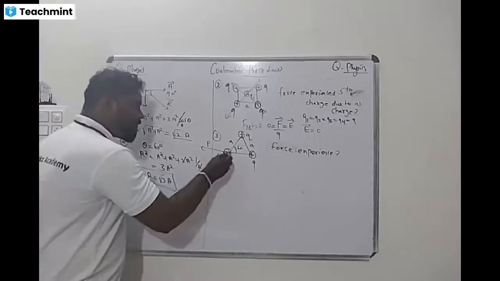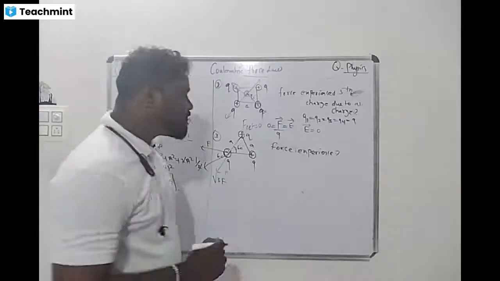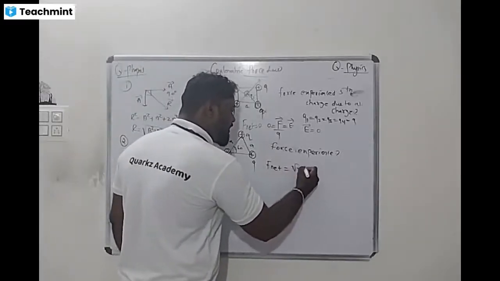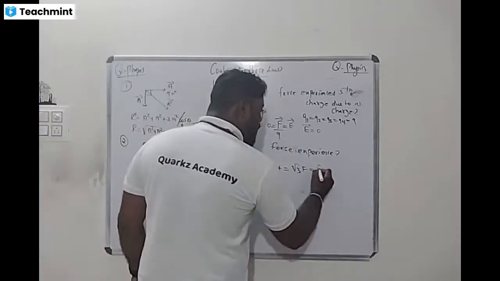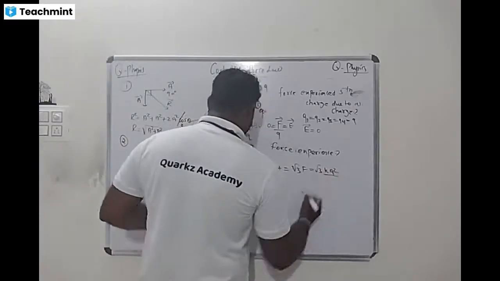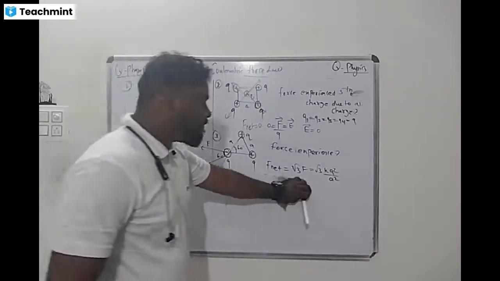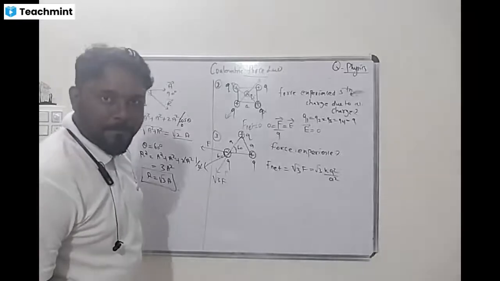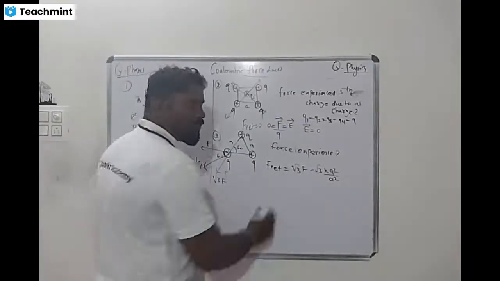What is the resultant value? Root 3 F. Then what will the net force be? That is nothing but root 3 F. Is it clear? So the value of the force is root 3 times K Q square divided by A square. Is it clear, everyone? Yes, sir. Everyone understood, right? This is a very important problem.